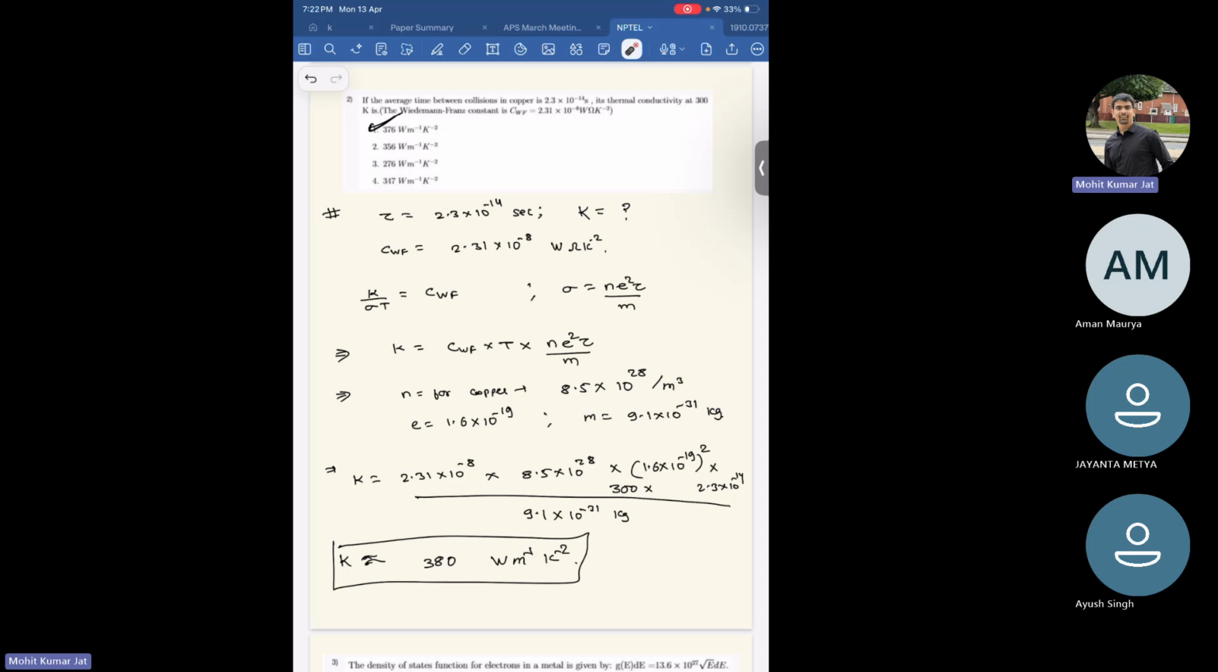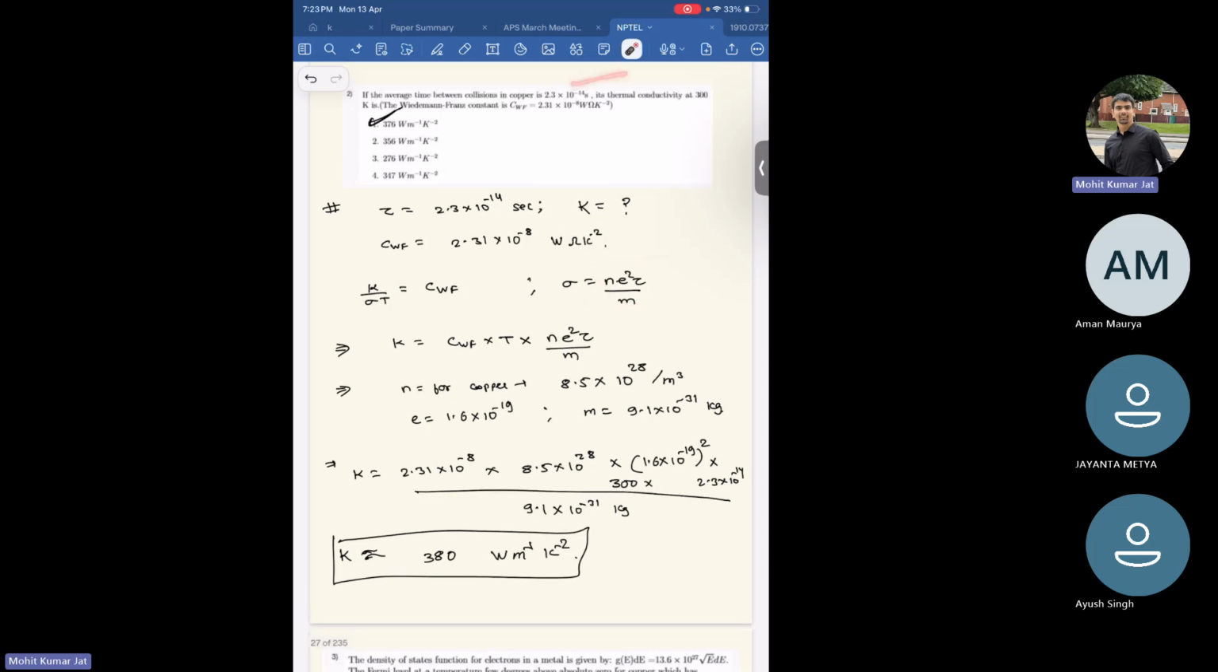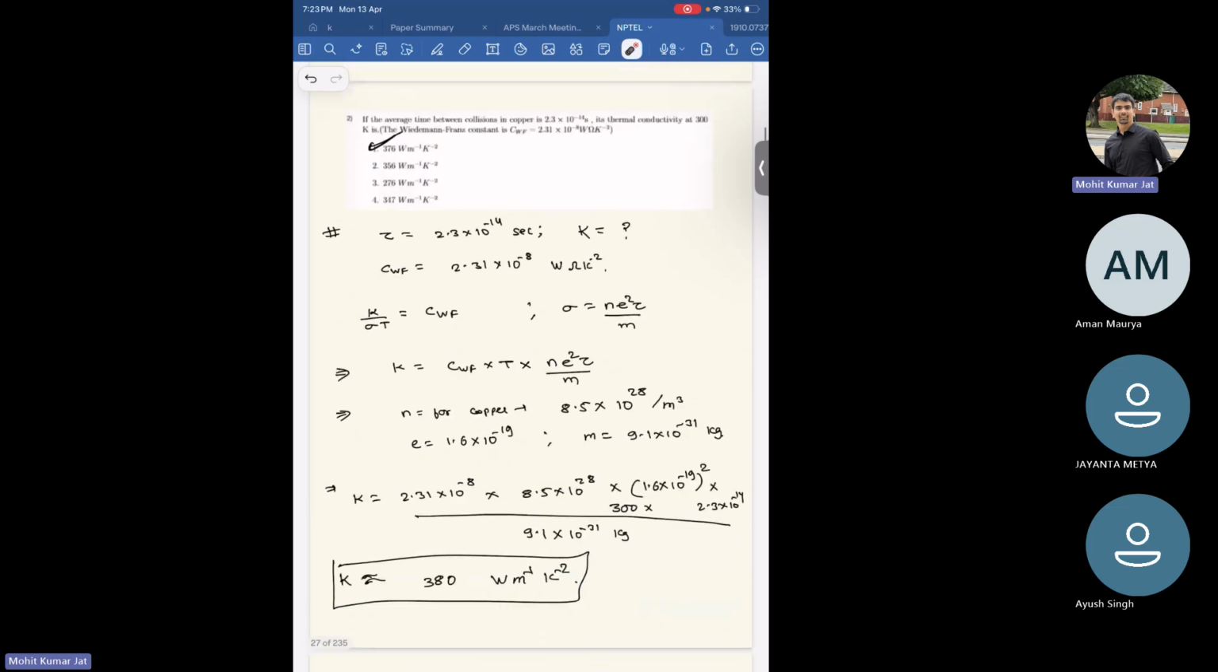So, given the tau, basically sigma is what? N E square tau by m, right? And K by sigma T, we want to extract sigma. So instead, we replace sigma with N E square tau by m. Tau is given, m we know, 9.1 times 10 power minus 31 kg, right? E square is given. Everything is given. So we just substitute the values.